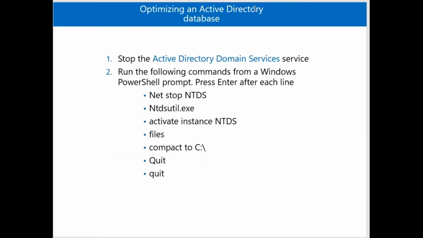Optimizing an Active Directory database is one of the options we have in Active Directory. With that, we can stop the Active Directory Domain Services. We can run the following commands, and after that we stop NTDS, then run ntdsutil.exe, activate instance NTDS, files, compact to C. With this process, we'll be able to defragment the Active Directory Domain Services database.